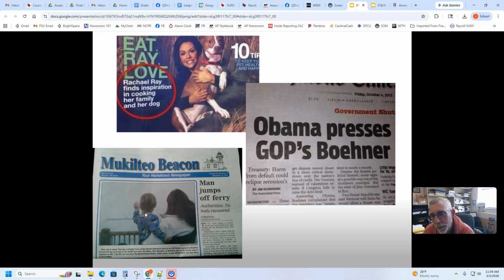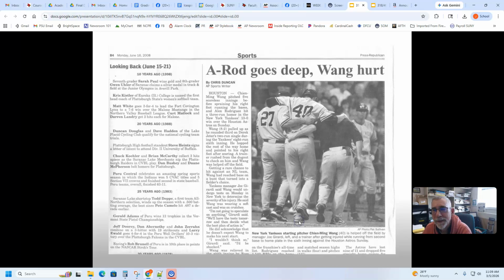The Obama one only works when you read it out loud, if you know how to say the other guy's name. And then, I love Rachel Ray finds inspiration in cooking, her family and her dog. Punctuation matters. Okay. Finally, this is a real one published in the Press Republican when I was working there every day. I still work there occasionally. And there you go.